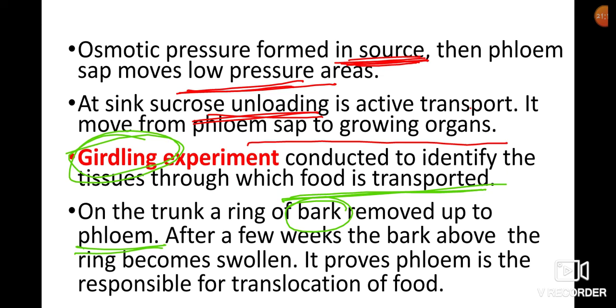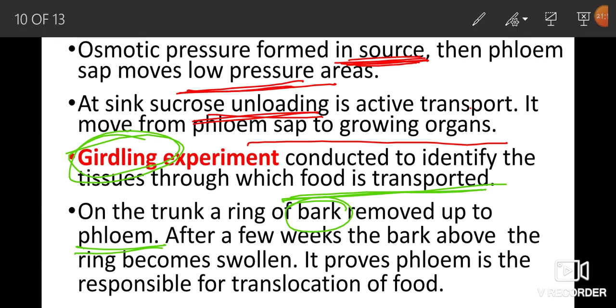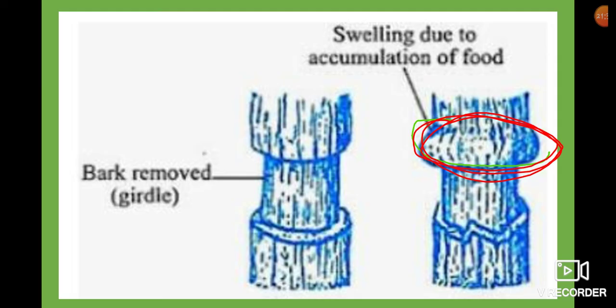So after a few weeks, the bark above the ring becomes swollen. So it proves phloem is responsible for translocation of food materials. This is the girdling experiment.